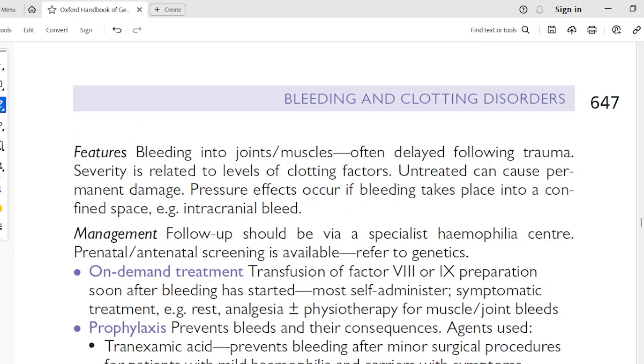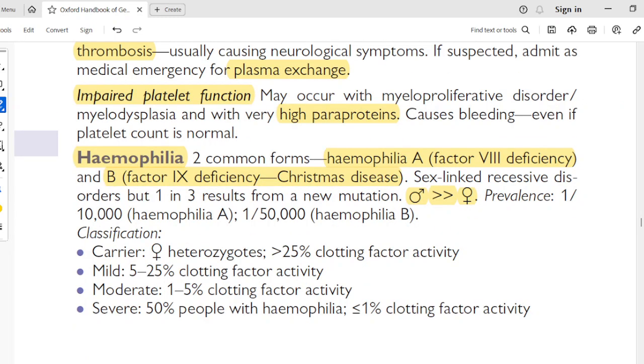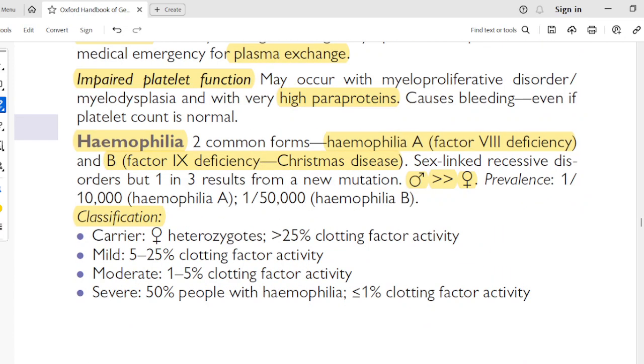Prevalence: 1 in 10,000 for hemophilia A and 1 in 50,000 for hemophilia B. Classification. Carriers: female heterozygotes are carriers, with more than 25% clotting factor activity present, so they are fine, they are only carriers. Mild, 2 to 25% clotting factor activity. Moderate, 1 to 5% clotting factor activity. Severe, 50% of those with hemophilia, less than 1% clotting factor activity.